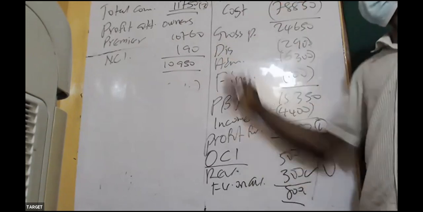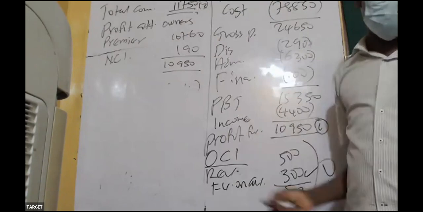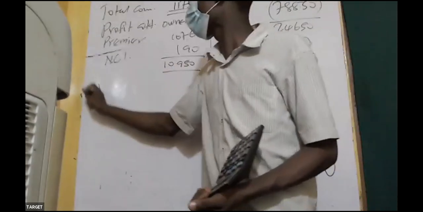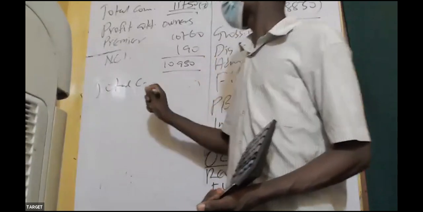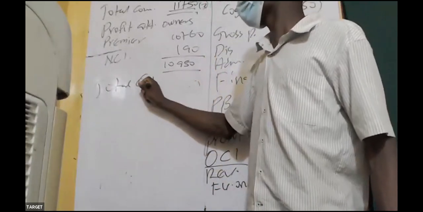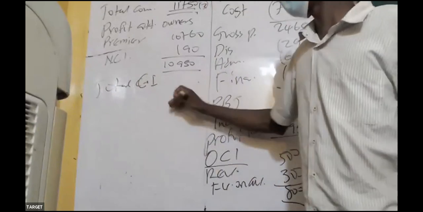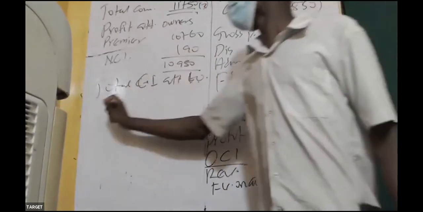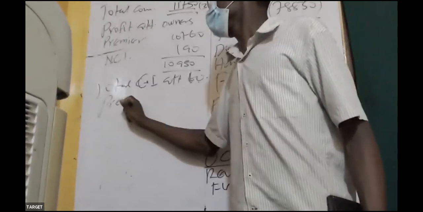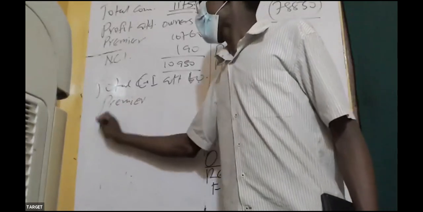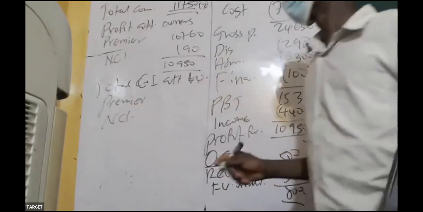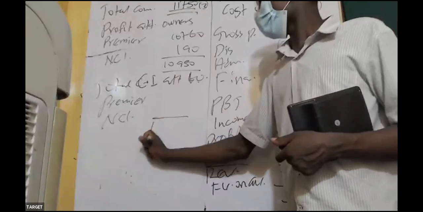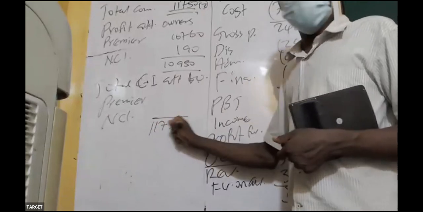But where there's OCI, then that means you have to share the total comprehensive income. So let's share total comprehensive income. Just write here, total comprehensive income. No shortcut in exams. Attributable to owners of the parent company, Premier, and NCI. Here, you know the answer already. Underline it, bring the total that we are sharing. We are sharing 11,750.